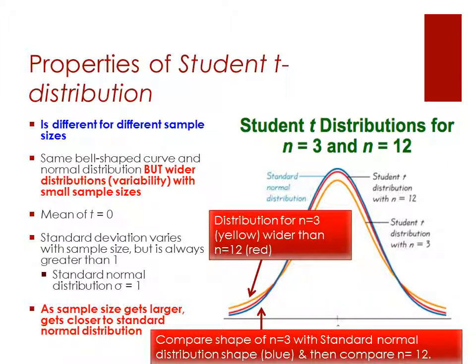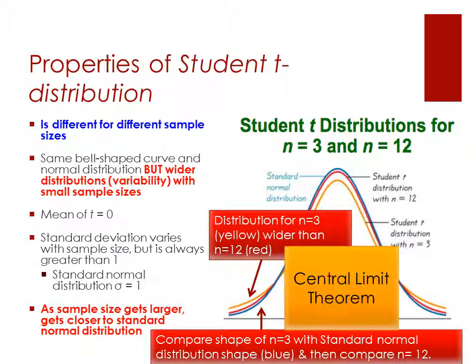So when we're looking at the student t distributions, keep in mind we always have a mean of t equals 0. We're going to have a standard deviation that's going to vary with the sample size, which again is very important, but it's always going to be greater than 1. So remember, with the standard normal distribution, the standard deviation for the population was equal to 1. Here we're looking at the standard deviation with a sample size, and it is always going to be greater than 1.